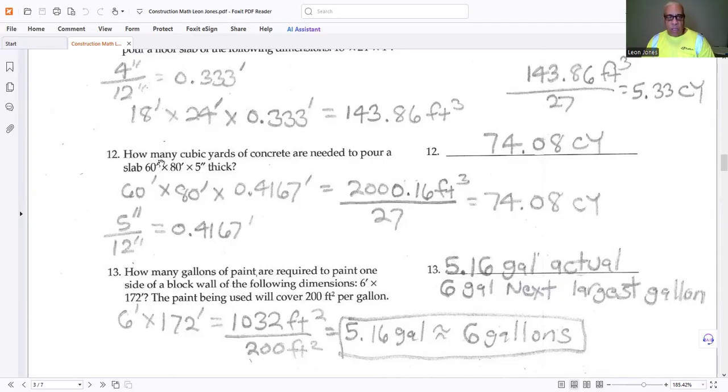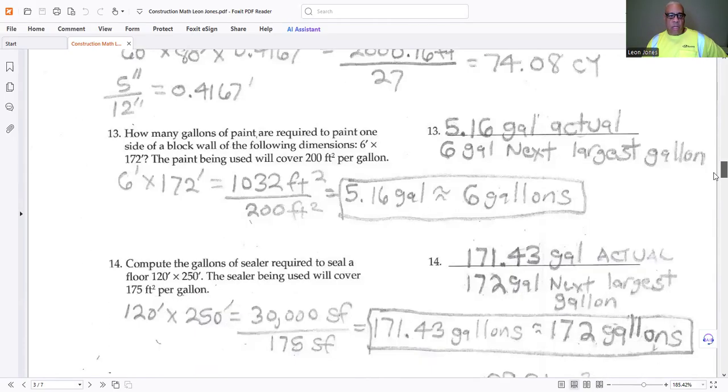They're asking how many cubic yards of concrete are needed to pour a slab 60 feet by 80 feet by 5 inches thick. So again, you take 5 inches, convert it into feet, get 0.4167. Everything is in feet. All of your dimensions, when they're multiplied, are going to give you cubic feet. To get cubic yards, you divide by 27. That's where I came up with my cubic yards.